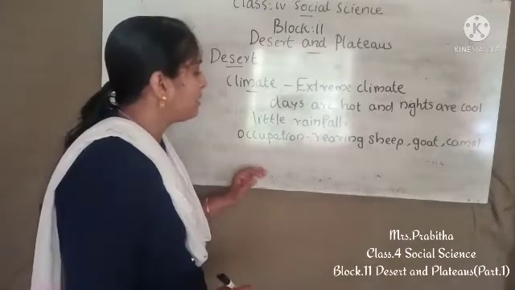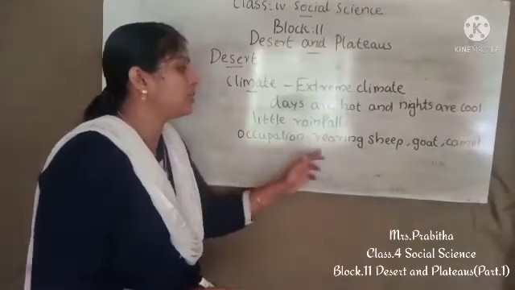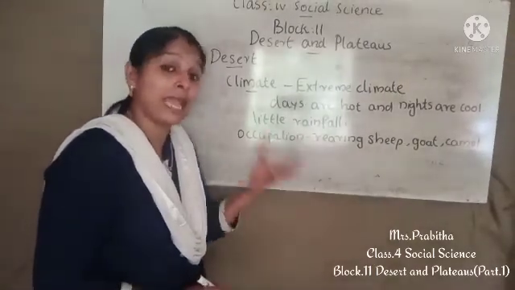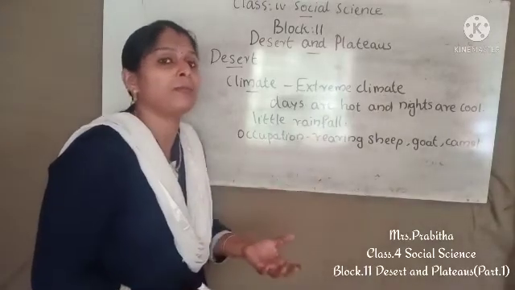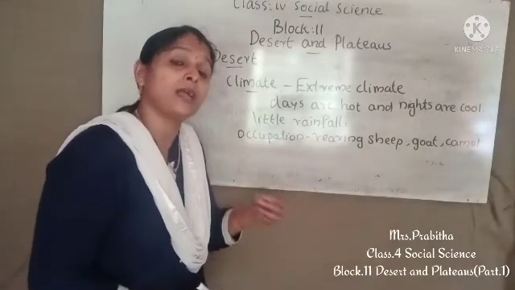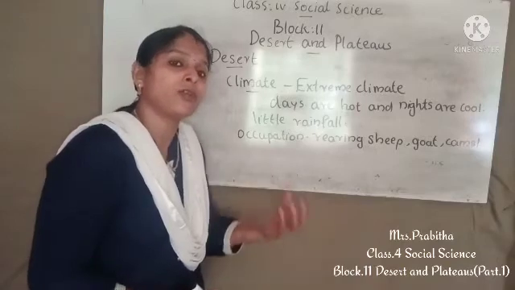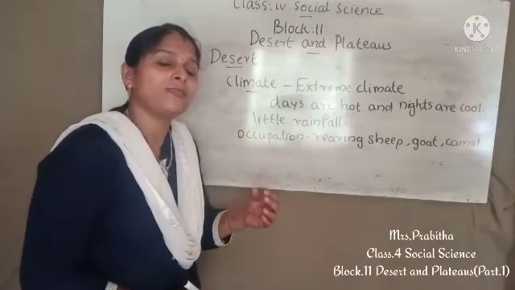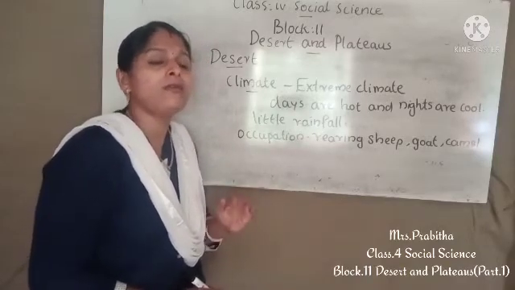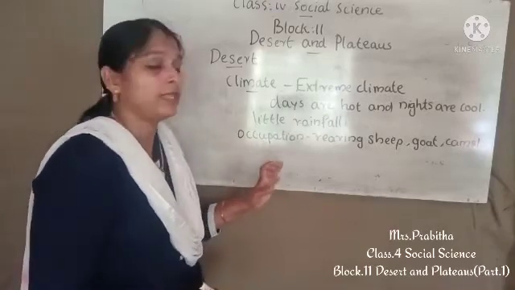Okay, so main occupation of the people are rearing sheep, goat, camel, cattle, etc. And some people practice agriculture also. Which type of crops can grow there? Yes, the crops that need less water to survive. Such crops only can grow in the desert.